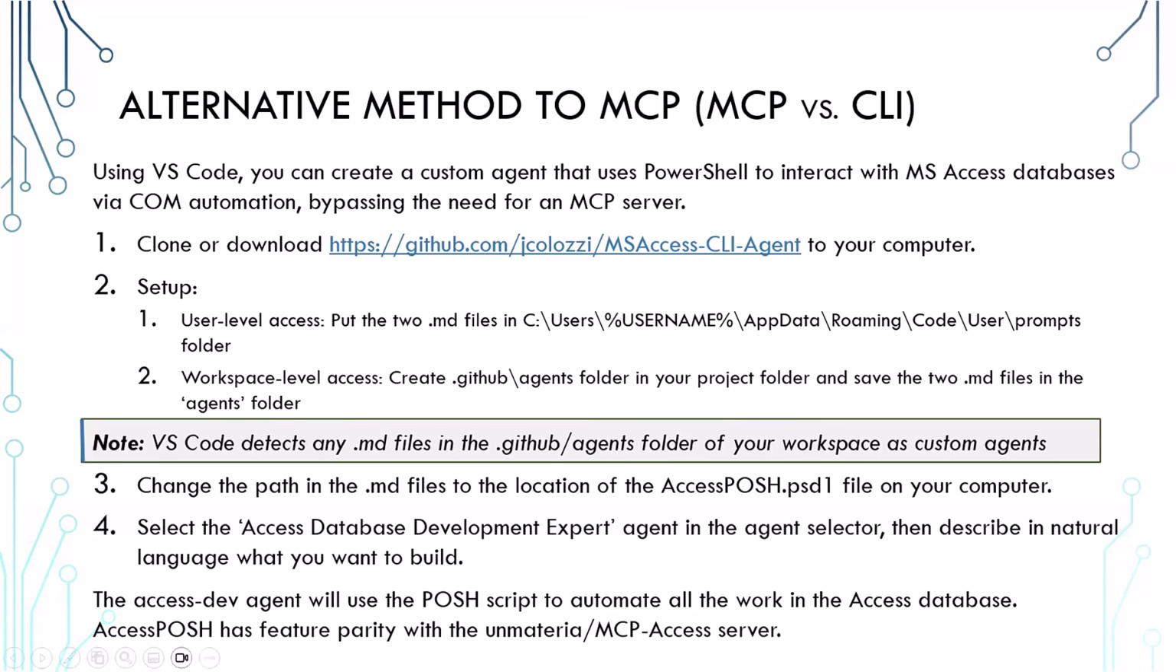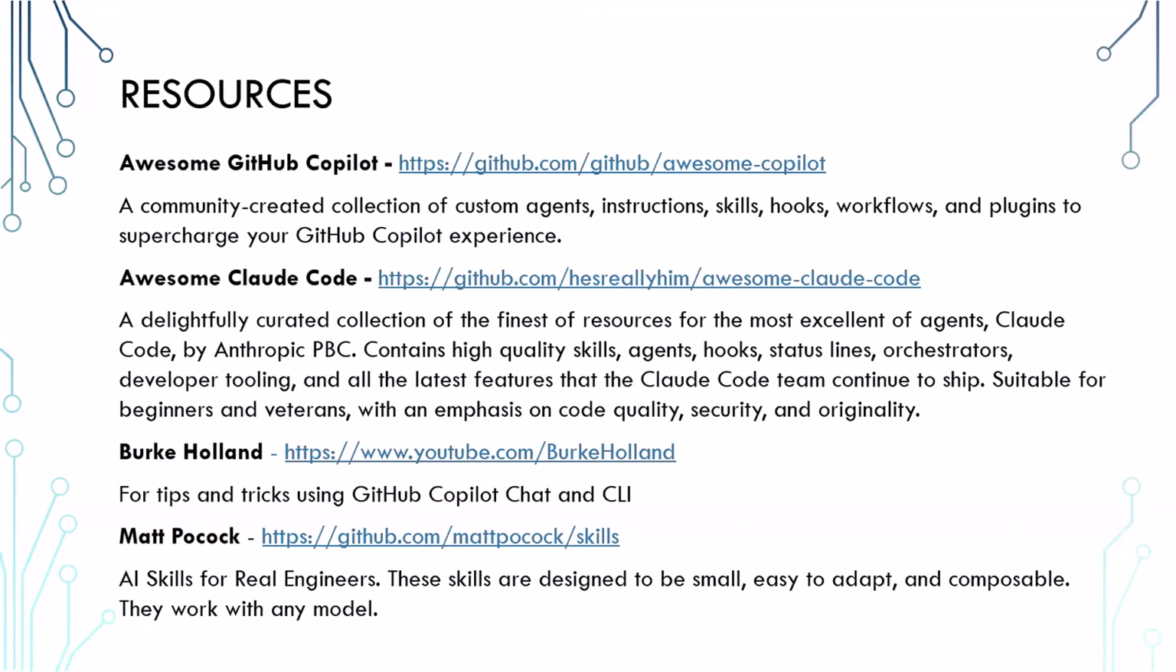I also want to leave you off with some resources about things that we talked about today. So things like agent skills, hooks, instructions, all that sort of stuff. You can find more information at the awesome GitHub Copilot GitHub page. And there's also one for awesome Claude Code. And the developer on GitHub that I told you about, Burke Holland, he's great for tips and tricks about using GitHub Copilot Chat and CLI.